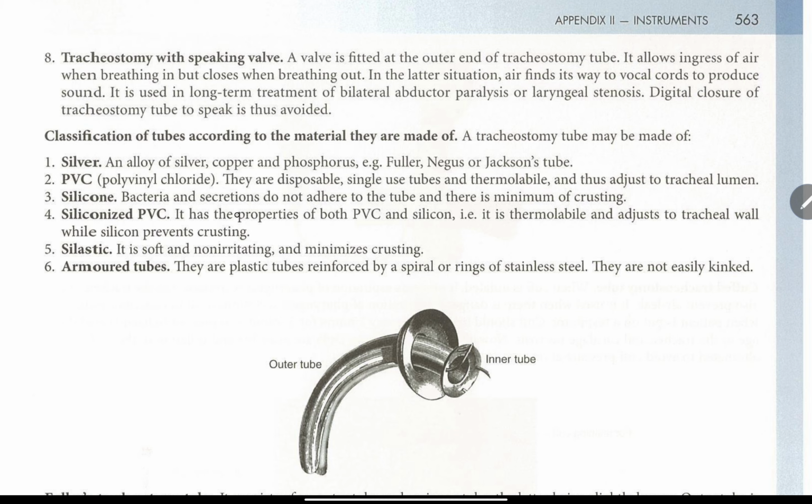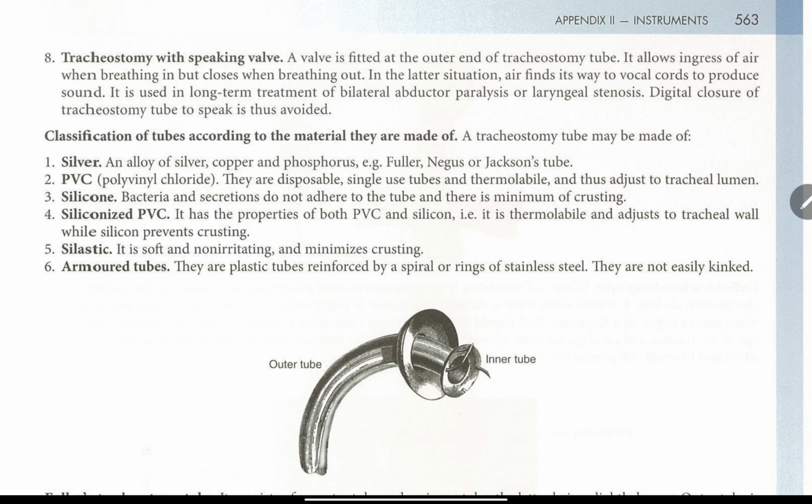4. Siliconized PVC. It has the properties of both the PVC and silicone; it is thermolabile and adjusts to tracheal wall while silicone prevents crusting. 5. Silastic. It is soft and non-irritating and minimizes crusting. 6. Armored tubes. They are plastic tubes reinforced by spiral rings of stainless steel. They are not easily kinked.